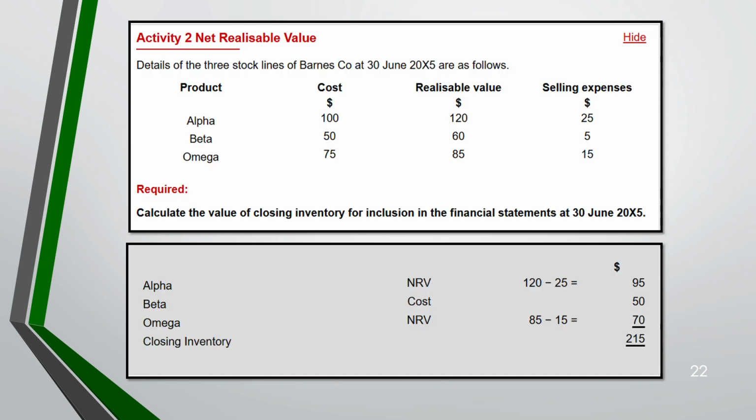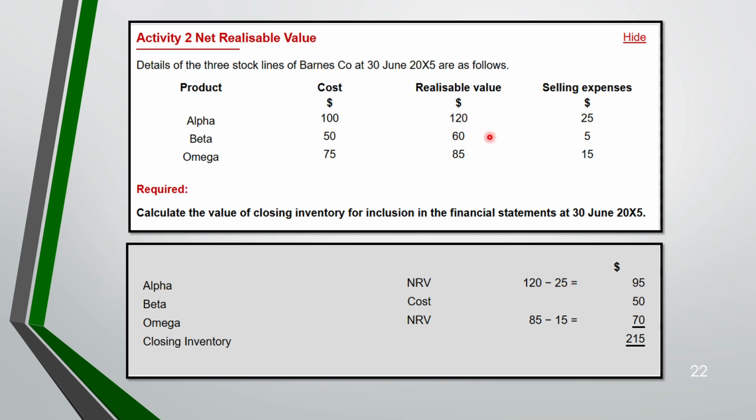There are 3 products, alpha, beta, omega, with 3 different costs, 3 different realizable values and the selling expenses. You have to calculate the value of the closing inventory. The solution is given here. For alpha, what should you do? You have to deduct the selling expense from the realizable value and then compare with the cost. So 120 minus 25 is 95. It is lower than your cost. So for alpha, it is the net realizable value of 95. Already they have shown how 95: 120 net realizable value minus selling expense.